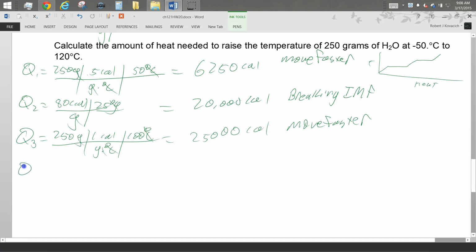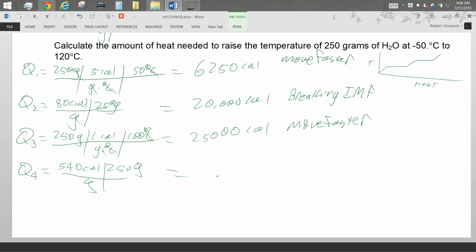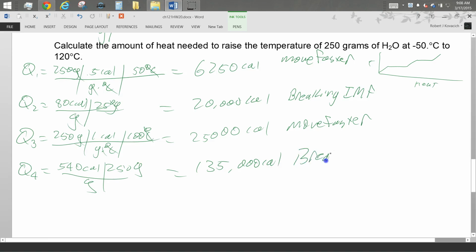Okay, so Q4. If I spend 540 calories for each gram, I can get this thing to vaporize. So that'll be 135,000 calories. So what's this 135,000 calories doing? Breaking intermolecular forces, right?